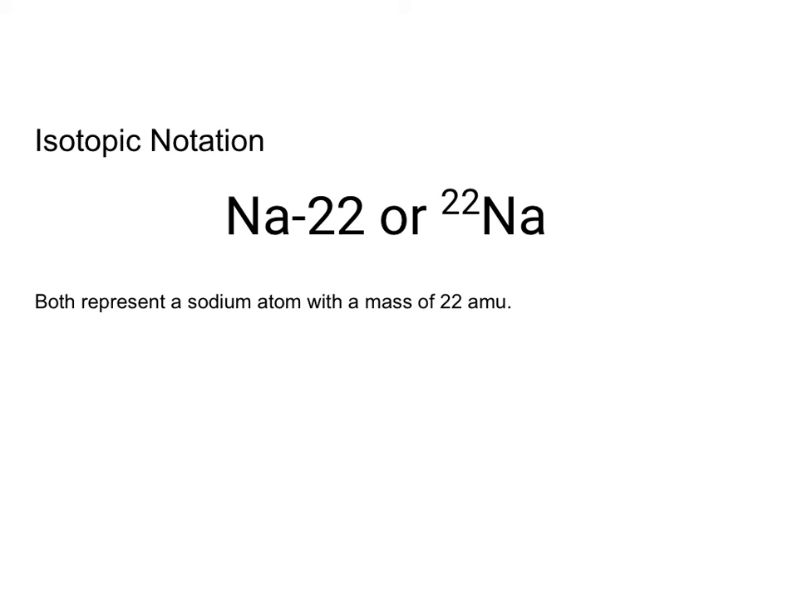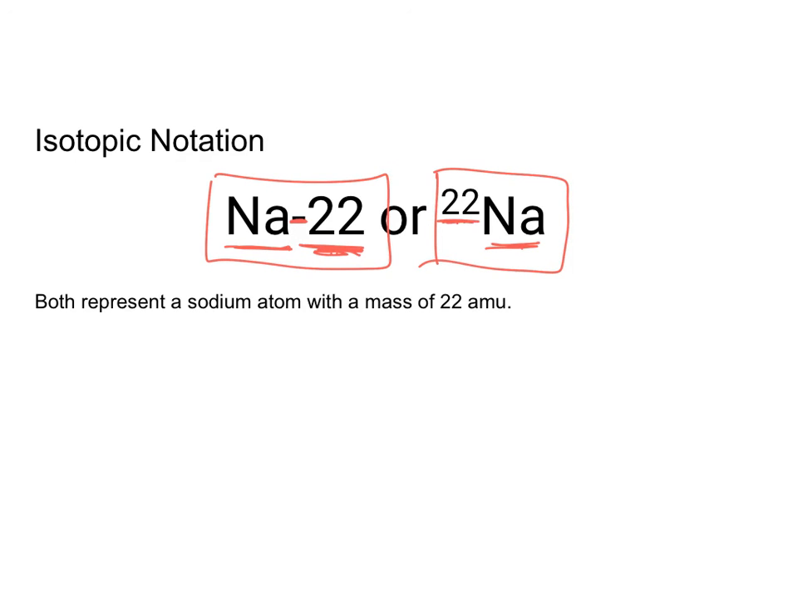There are a couple of ways that we can give information about specific isotopes, and we call this isotopic notation. So we can either write the element symbol and then a dash and then the mass number of that element, or we can write the symbol and then put the mass number in the upper left-hand corner as a superscript. So either of these would be telling us that this is sodium with a mass number of 22. If you see either of these notations, this number is telling you the mass number for the specific atom of sodium.